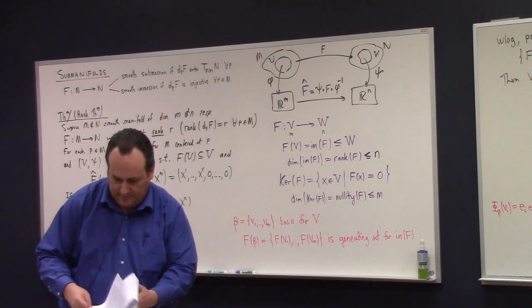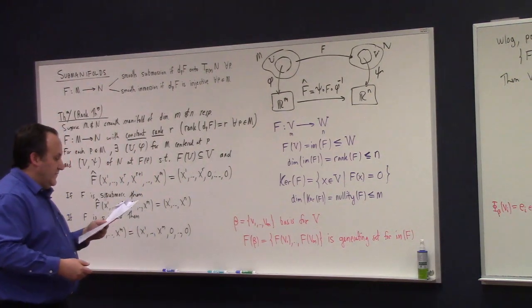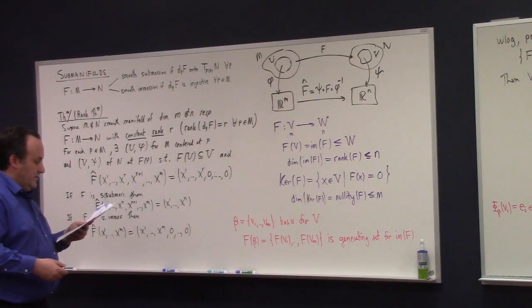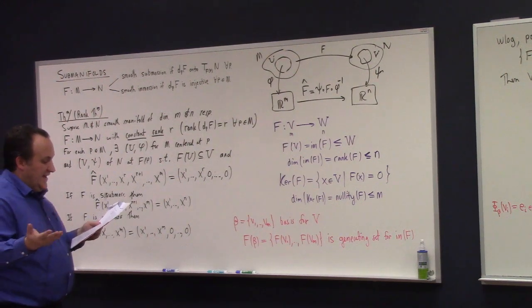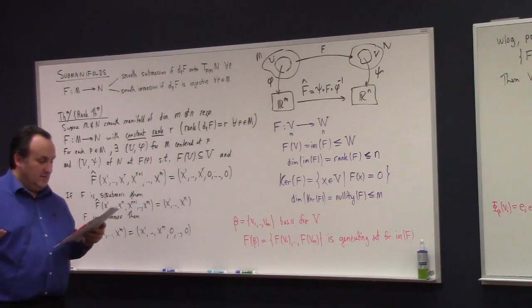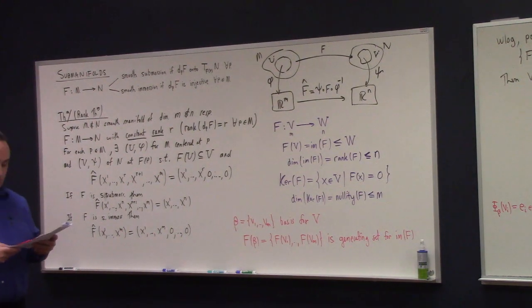So next up, we had the following corollary. Corollary 4.13. Let M and N be smooth manifolds, and F from M to N a smooth map. Suppose M is connected, then the following are equivalent. For each p in the manifold, there exist smooth charts containing p and F of p, in which the coordinate representation of F is linear, and F has constant rank. Oh, interesting.